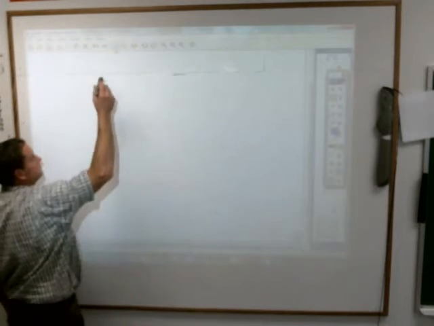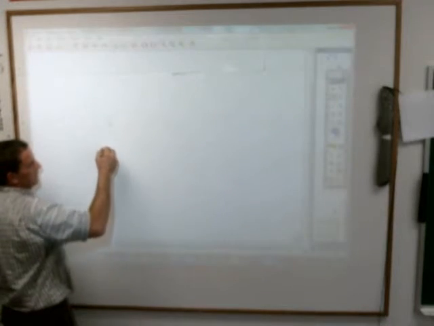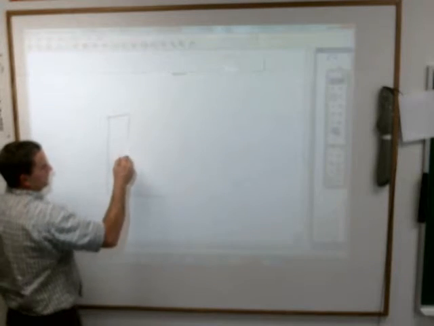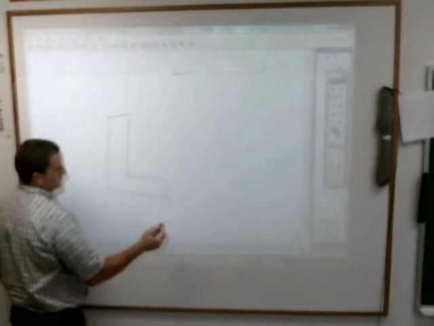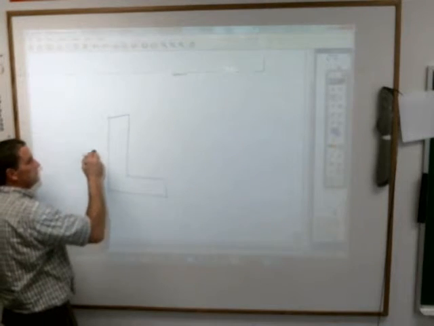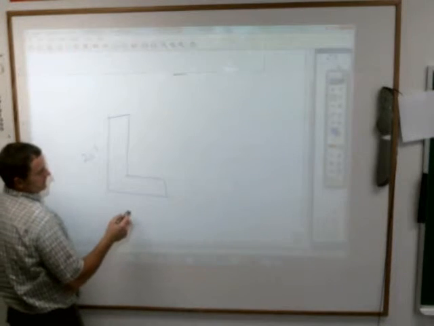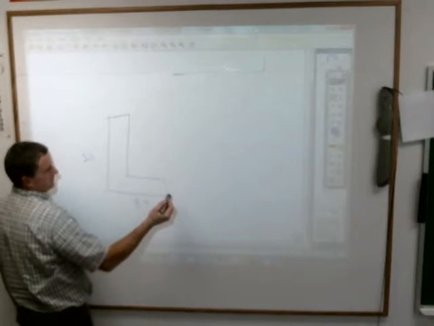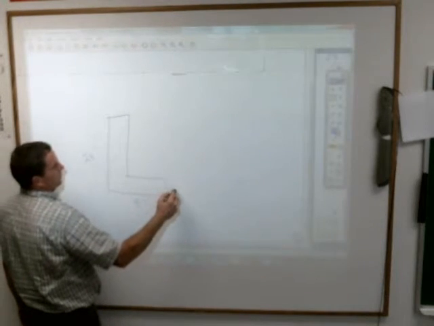Don't you worry. Let's do a couple more. So I've got this, and this, and this, and this, and this. And this is 24 inches, and this is 8 inches. Let's say this is 4 inches.